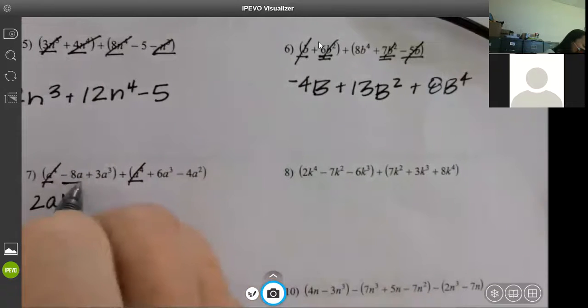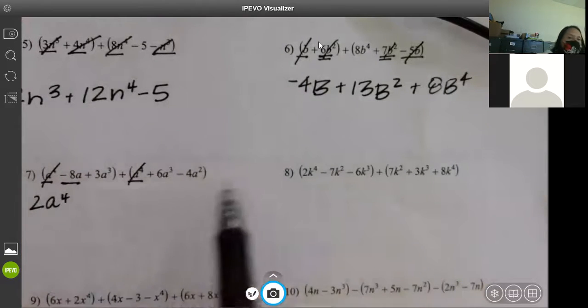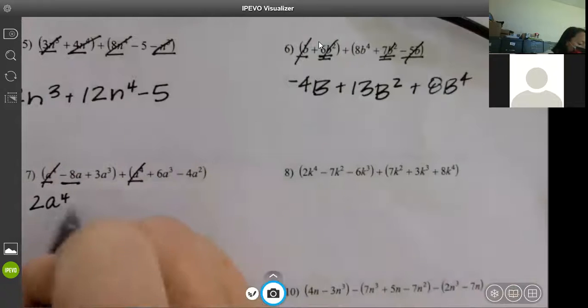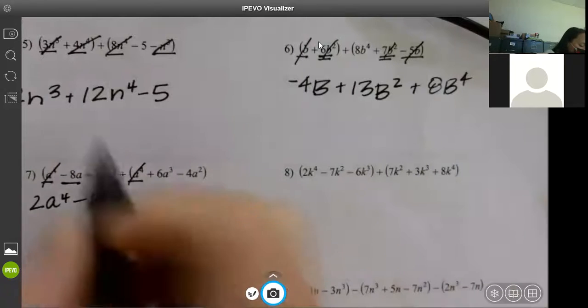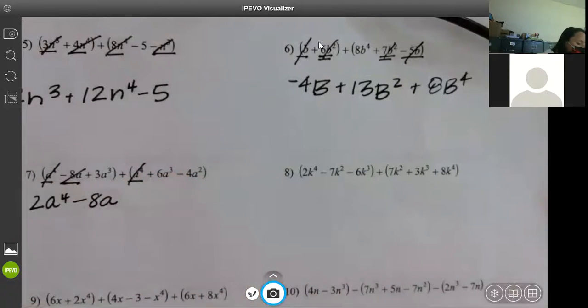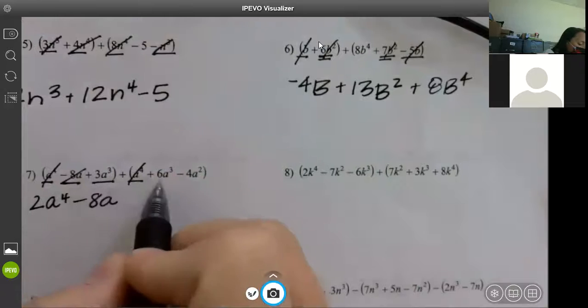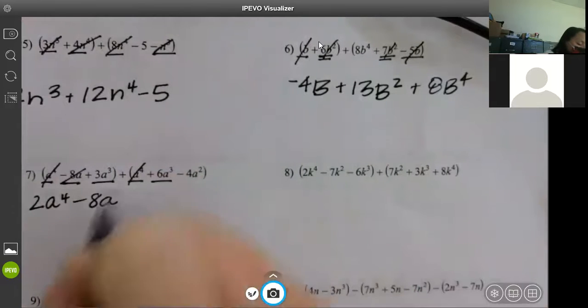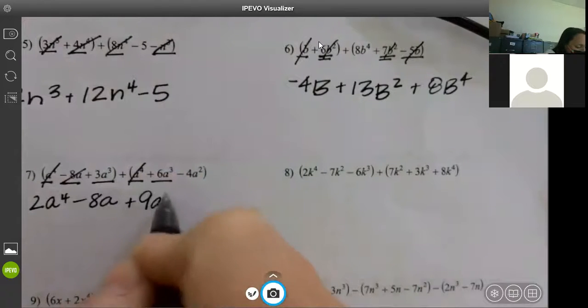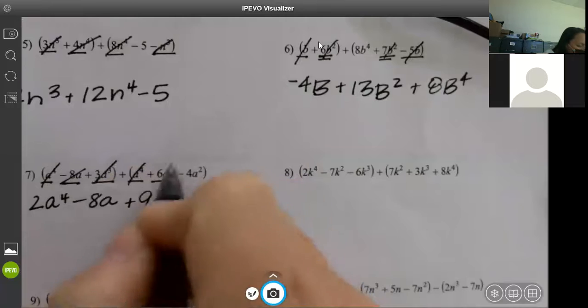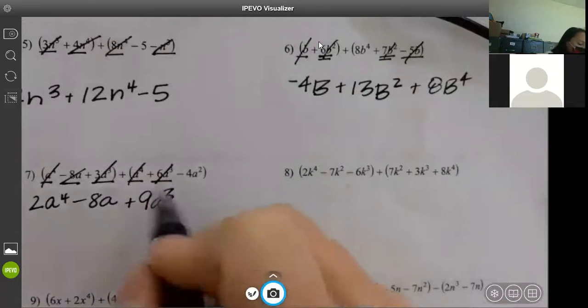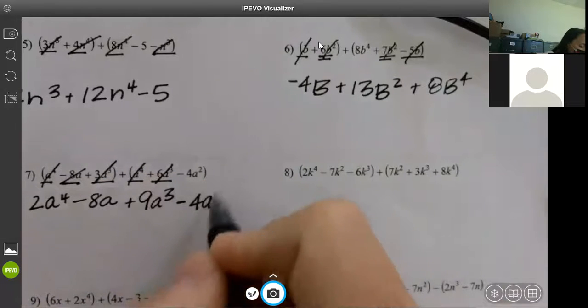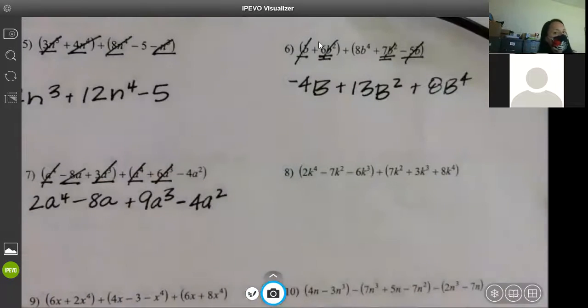We have a negative 8a, and there's no other term that's just a single a, so we just write it down. We have 3a cubed plus 6a cubed gives us 9a cubed. The last thing we have is negative 4a squared. All right. Same thing on number 8.